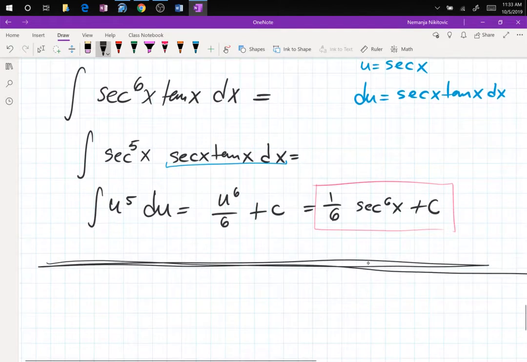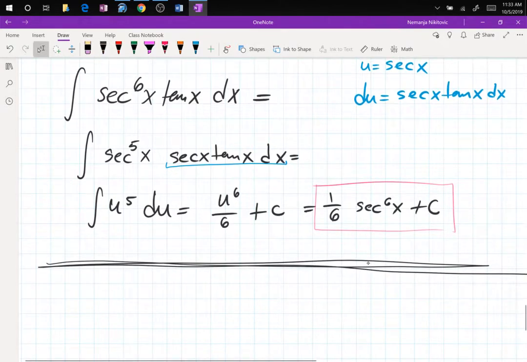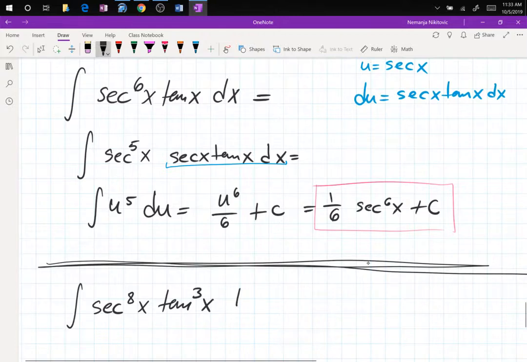Now I want you to use this example and solve the integral of secant to the 8th x tangent cubed x dx. So it's going to be the same idea, just one step extra. So, you know, bake on it a little bit.